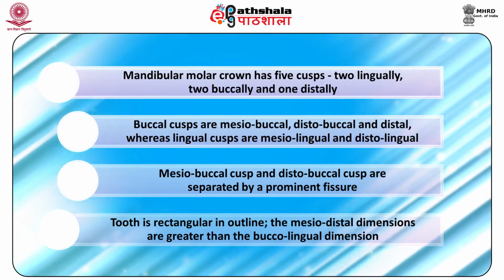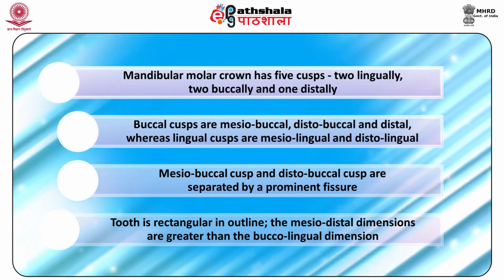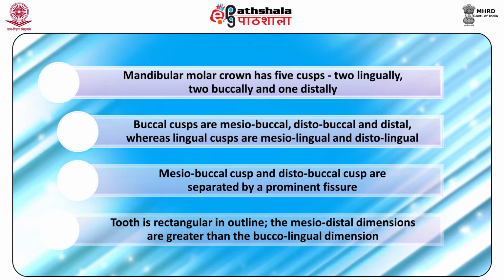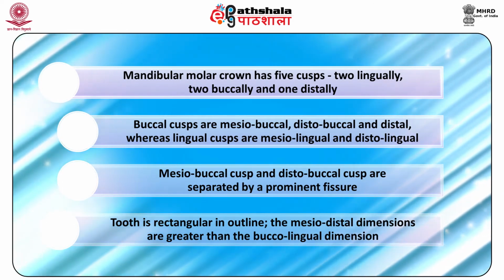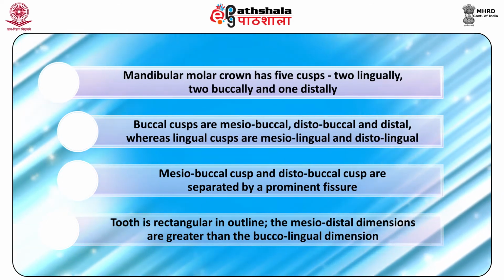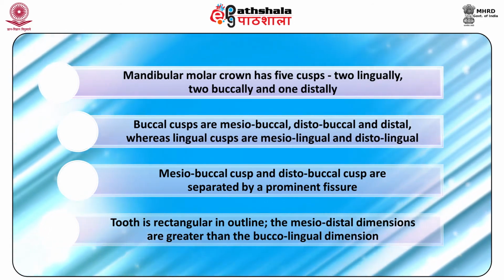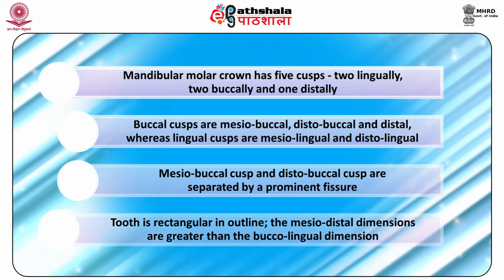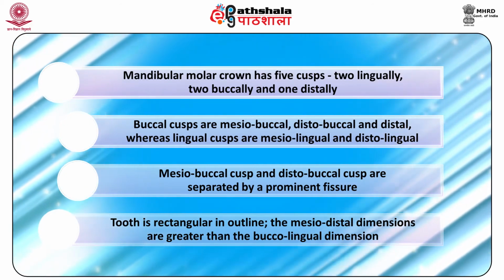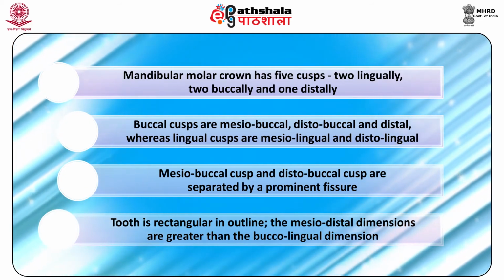Then the permanent mandibular first molar. The mandibular molar crown has five cusps, two lingually, two buccally and one distally. The buccal cusps are mesiobuccal, distobuccal and distal, whereas the lingual cusps are mesiolingual and distolingual. The mesiobuccal cusp and the distobuccal cusp are separated by a prominent fissure.